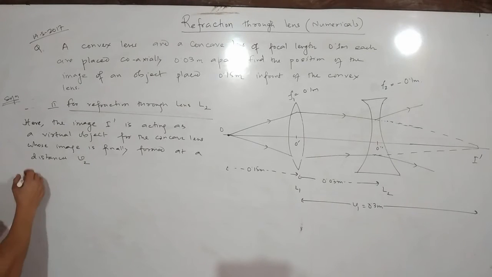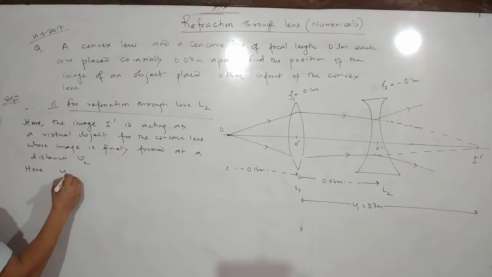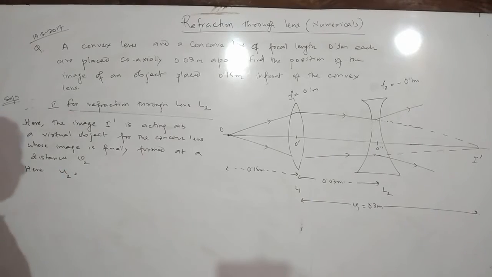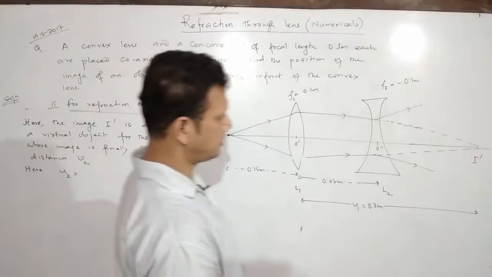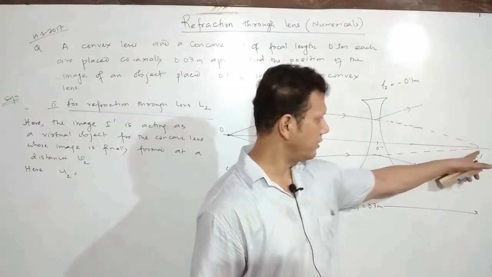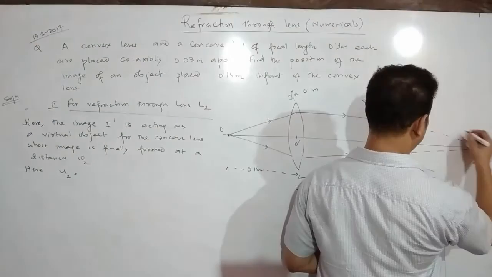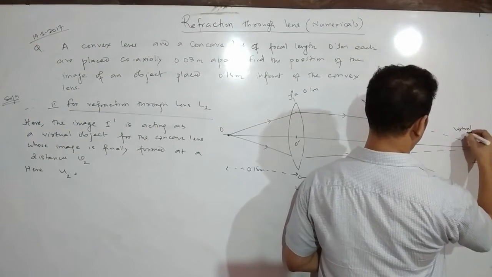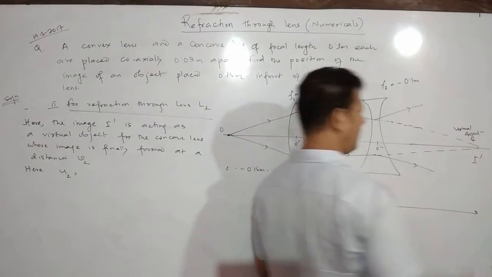Okay, so here what will we write? The object distance, I have named u2. u2. Now tell me, which is the object for this lens? This point is acting as what? Virtual object. It is acting as the virtual object.